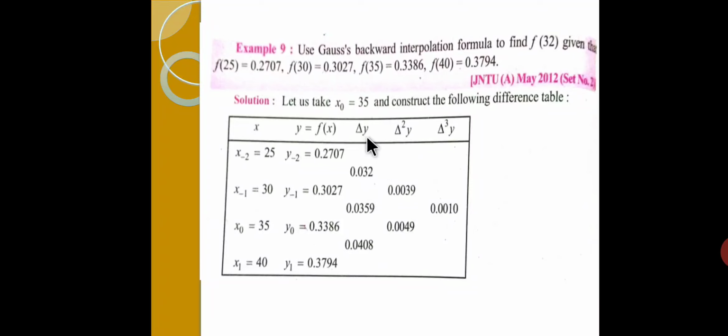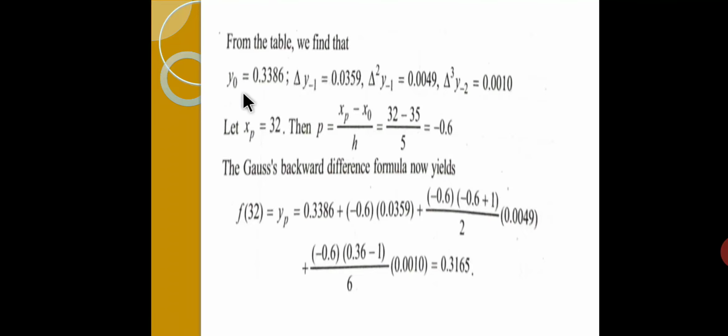So the first difference values are delta y minus 2, delta y minus 1, delta y naught. Here delta square y minus 2, delta square y minus 1. Here is the delta cube y minus 2 value. So from the table we find that y naught is equal to 0.3386, delta y minus 1 value is 0.0359, delta square y minus 1 value is 0.0049, and delta cube y minus 2 is equal to 0.0010.